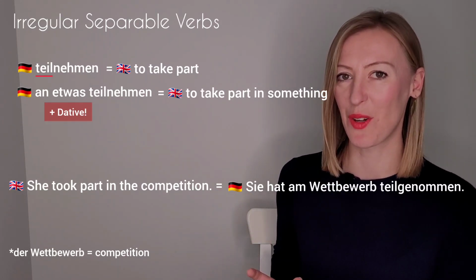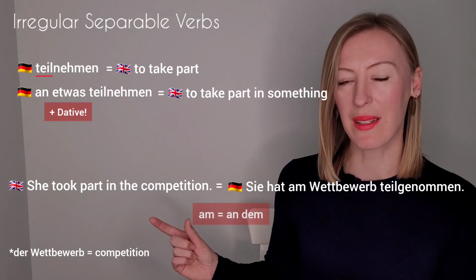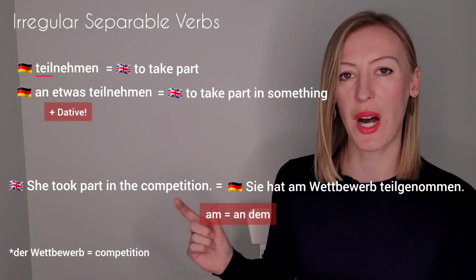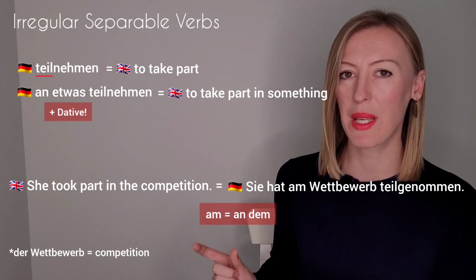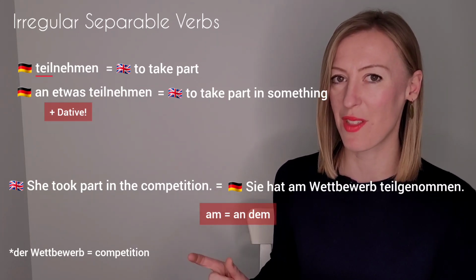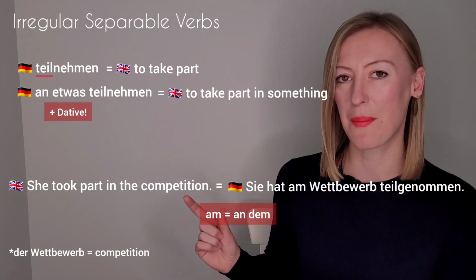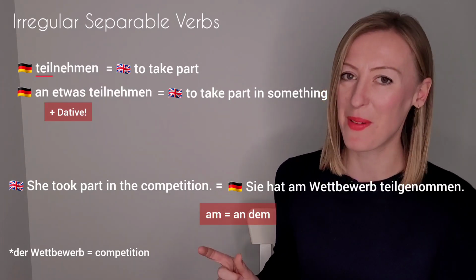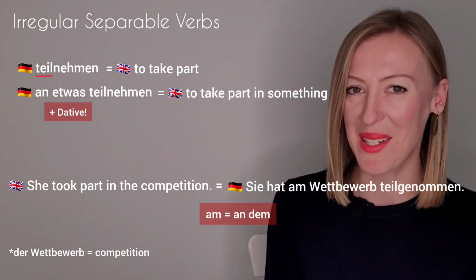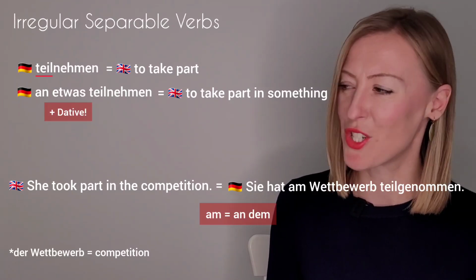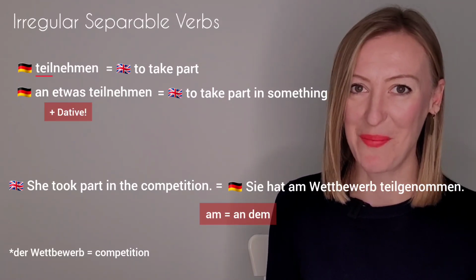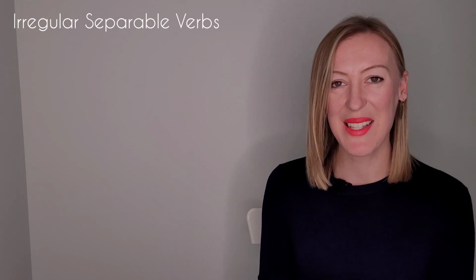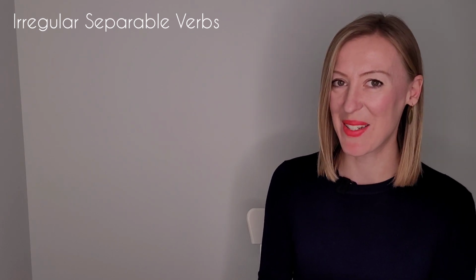Irregular, teilgenommen. The am here is an abbreviation for an dem. Dem being the masculine dative word for the. An dem becomes am. Sie hat am Wettbewerb teilgenommen. Well done if you got that one right. That's really, really tricky German grammar right there. And our last example for this lesson.